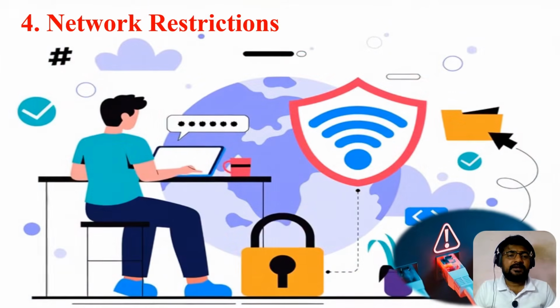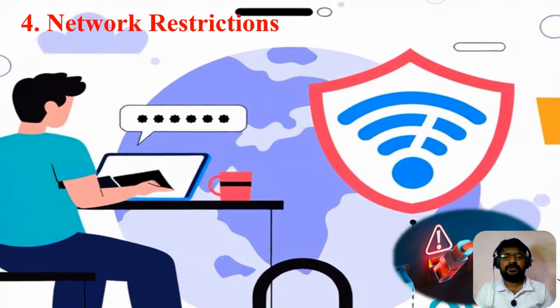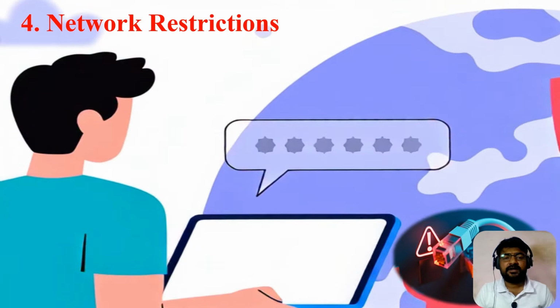The fourth and last one is network restriction. Many times, if you are giving the exam using a private network, like a company network or any private network, then network restrictions will happen: your firewall will block the examination, or sometimes your LAN connection will not work properly. Those issues will happen, and at that time you will get problems during your examination.